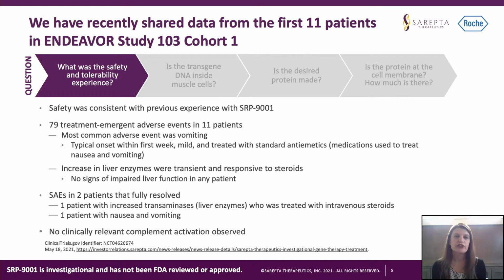So we've previously shared data from our first 11 patients, and we shared this with a PPMD presentation as well. What we found is that safety has been consistent with our previous experience from our clinical material with SRP-9001. In total, we've had 79 treatment adverse events in the first 11 patients, with the most common adverse event being vomiting, which typically occurs in the first week, which is mild and treated with standard medications. We also continue to see increase in liver enzymes that are transient and responsive to steroids, with no signs of impaired liver function. We had SAEs in 2 of the 11 patients that have fully resolved.